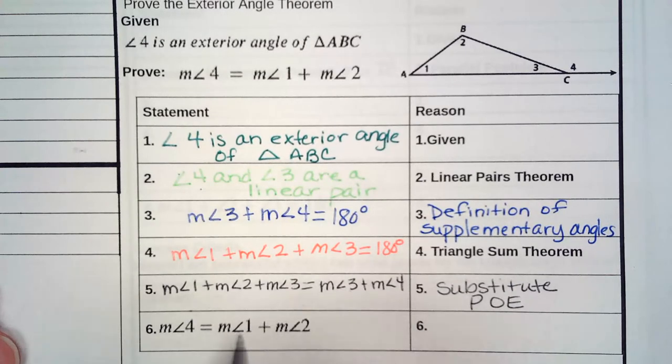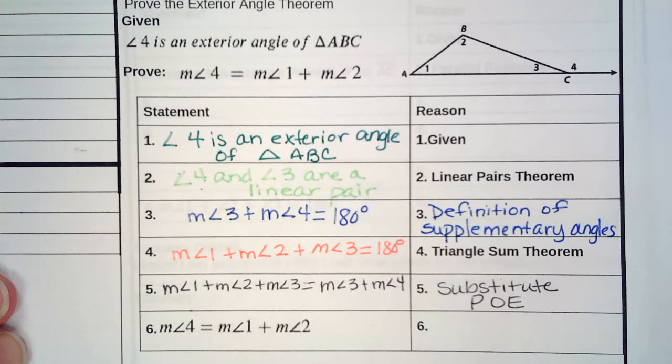How do I go from here to here? Well, I've subtracted the measure of angle 3 off. So that is my subtraction property of equality.